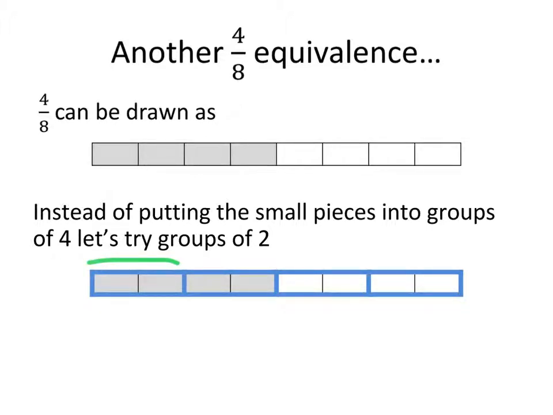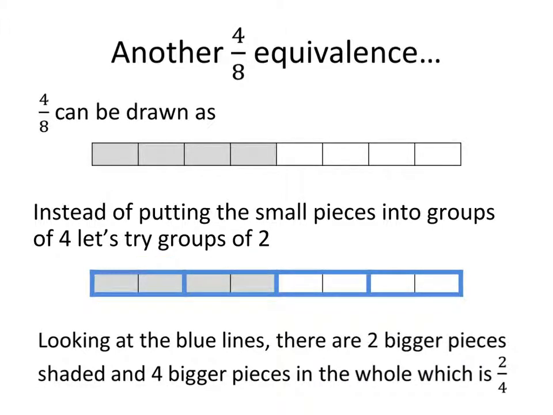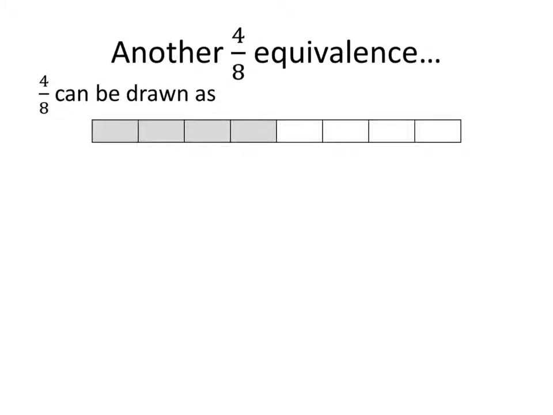So now, again, the 2 rectangles are the same size, have the same amount shaded, but looking at the blue lines, let's figure out what this is called. So now I have 1, 2 that are shaded, and I have 1, 2, 3, 4 in the whole. So that's 2/4. So by grouping them a little bit differently, I've shown that 4/8 is the same as or equivalent to 2/4. So let's try again.